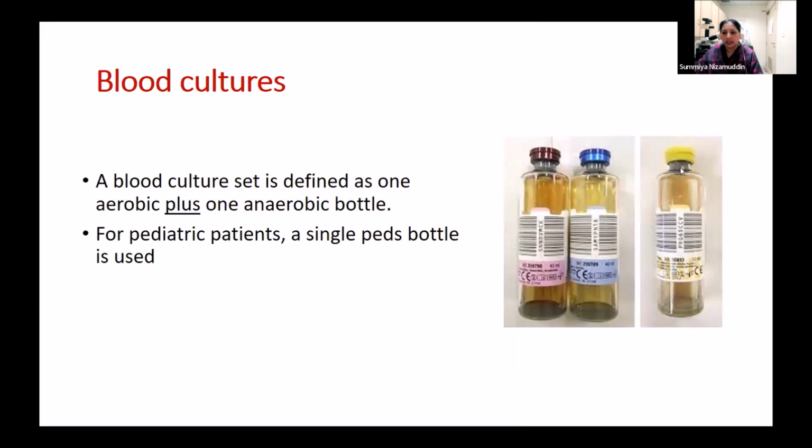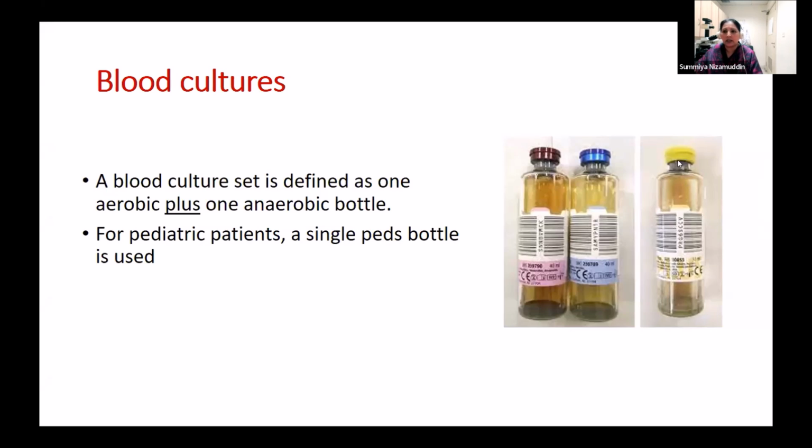The color of the cap tells you which blood culture bottle it is. For example, the blue cap bottle, the blue lid bottle, is the aerobic blood culture bottle. The purple, the maroon cap bottle is the anaerobic blood culture bottle. The yellow cap bottle is the pediatric blood culture bottle.